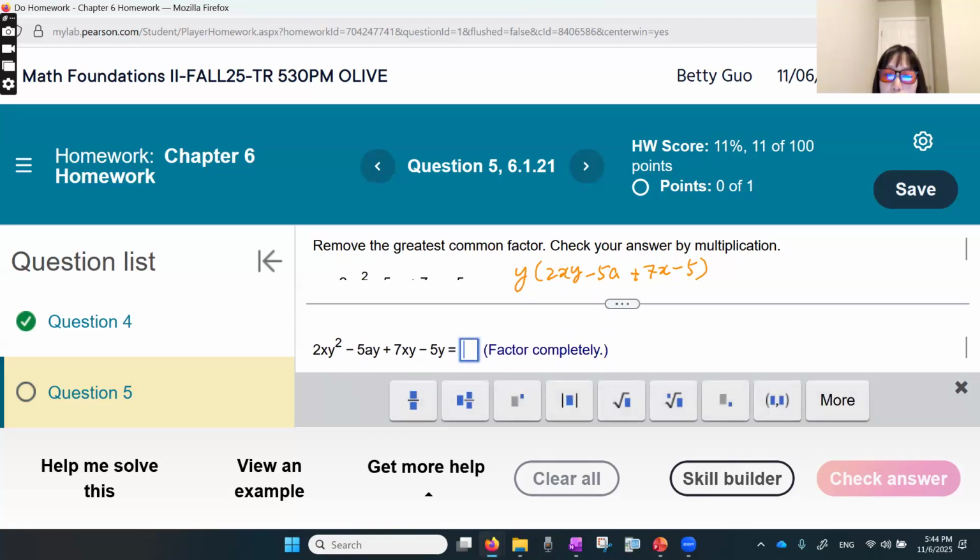All we need to do here is to factor y out. Factor y out, and inside the parentheses we have 2xy minus 5a plus 7x minus 5. Double check, triple check your entry. Make sure what you entered is what you intend to enter. All right, very good. Next.